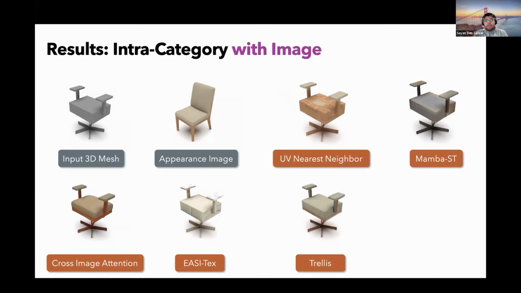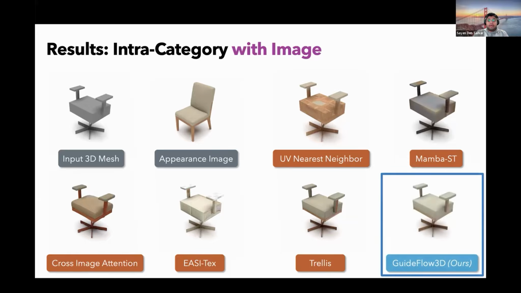And then as you go around, the difficulty of baselines keeps increasing. So then we have Mamba-ST and cross-image attention, which are 2D-based methods. What we do is we do this texture or appearance transfer in 2D, and then we lift it to 3D with a 3D generative method. And then you have EasyText and Trellis, which are both 3D style transfer methods, right? And then you have GuideFlow3D.